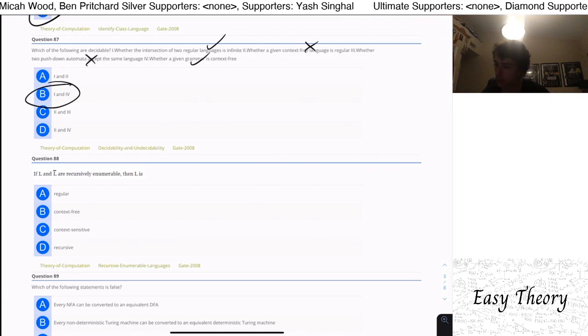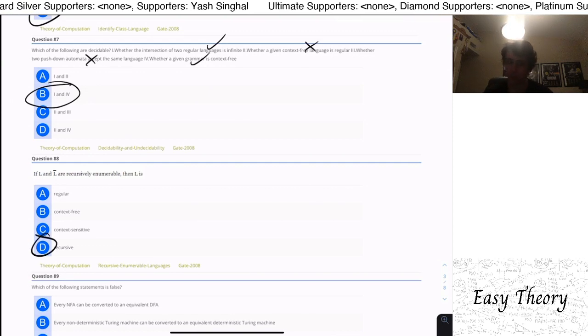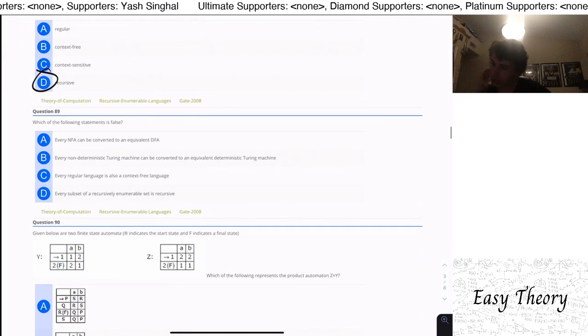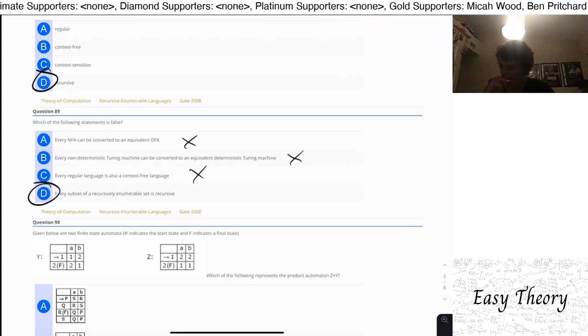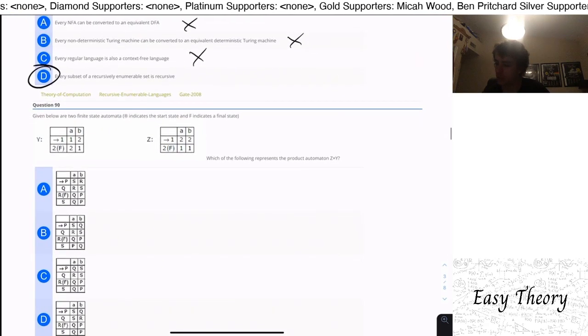If two languages are recursively enumerable, L and L prime, then L is decidable. So it's recursive. False. That's not it. Every regular language is context-free. Yeah, so D is the answer. Not every subset of an enumerable set is recursive.